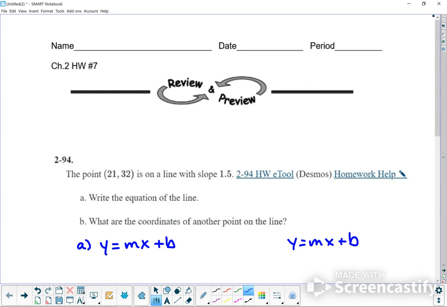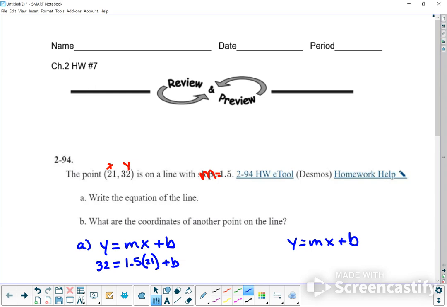So the very first thing that we see is that we have a slope, which is the m of 1.5. So we're going to put 1.5 right here. And we're going to put in the x and the y value. So the x is 21, and the y value is 32. So put 21 right here and 32 right here. And we're going to go ahead and solve for our b.